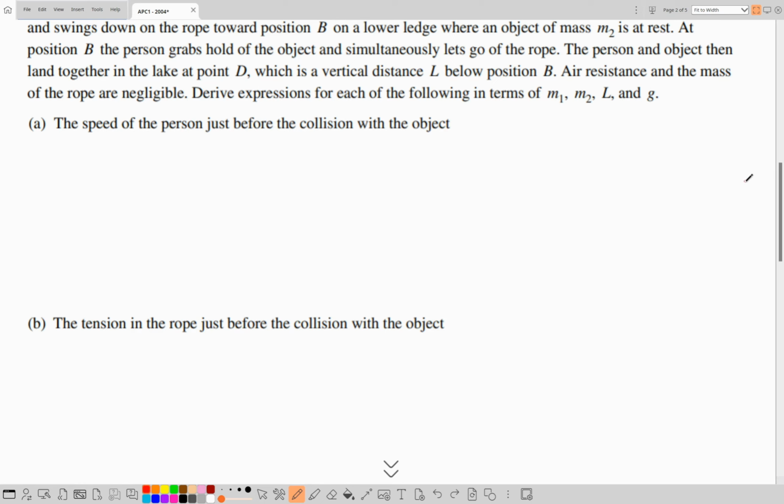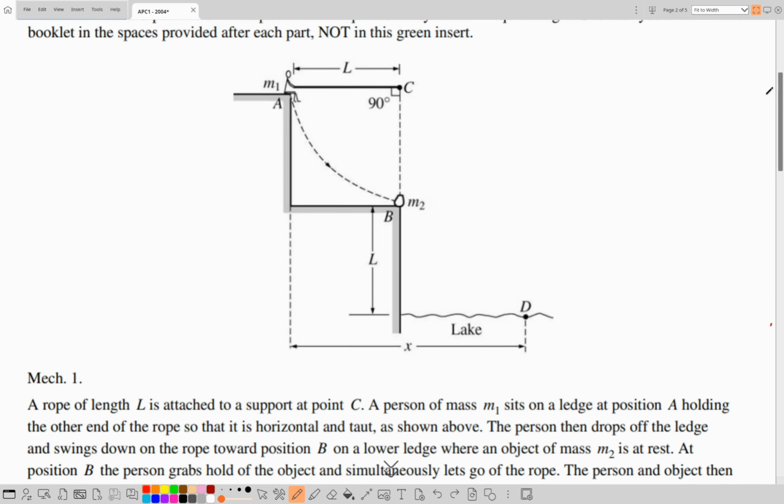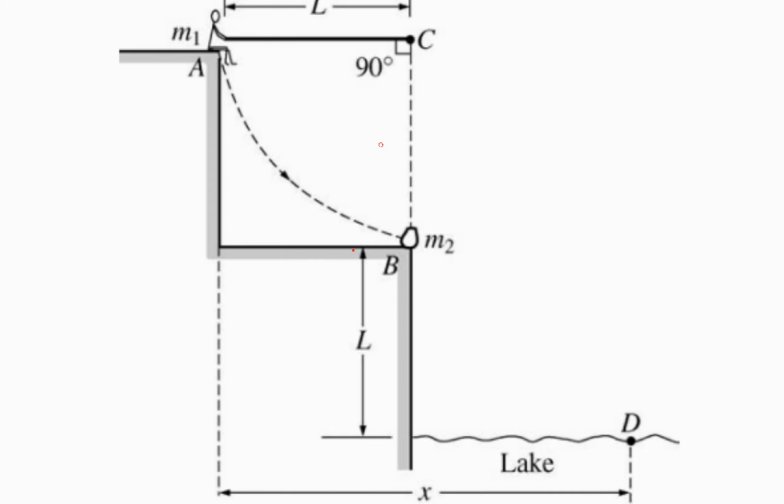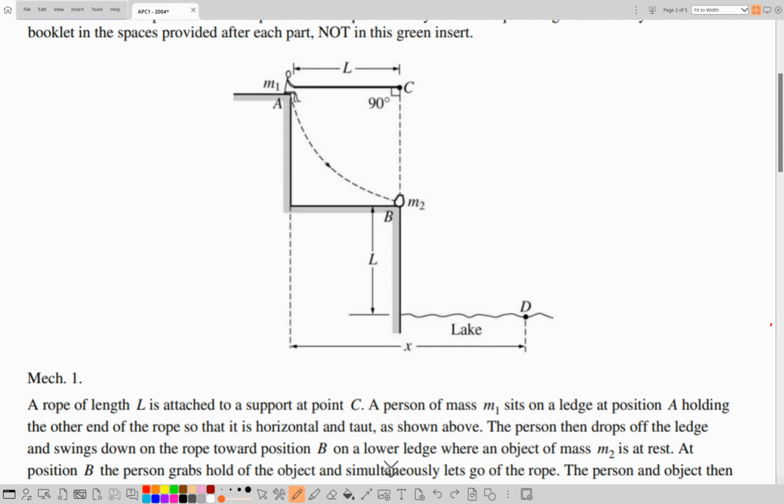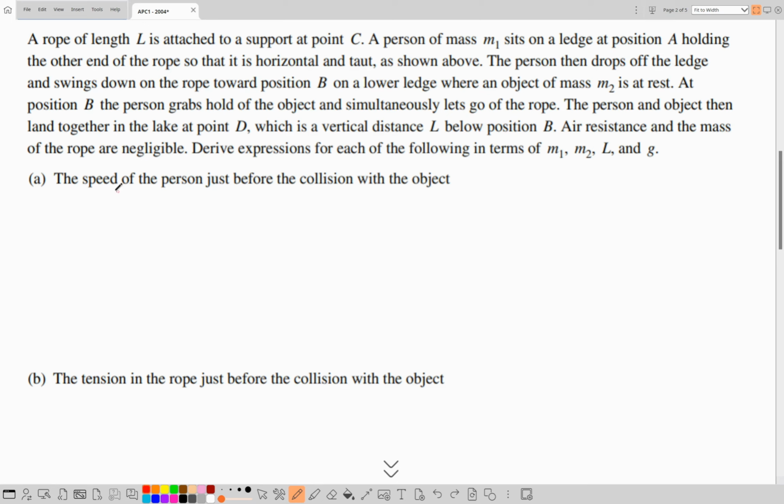Then first let me specify the PE level. Let me take the horizontal level passing through B to be the PE level. So let me state, take the PE level to be the horizontal plane, or the horizontal level, passing through B.